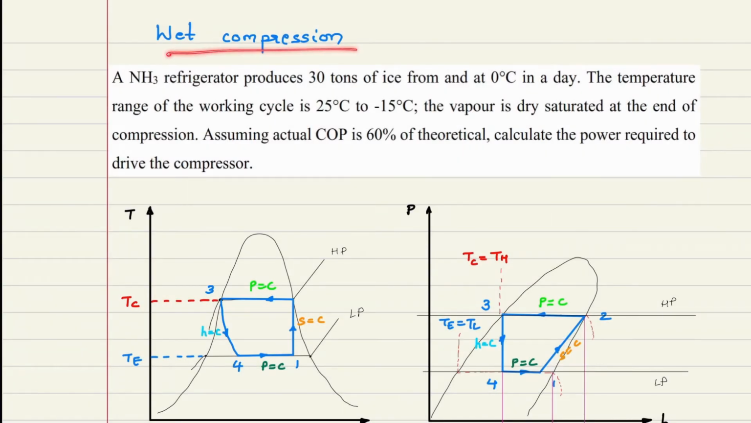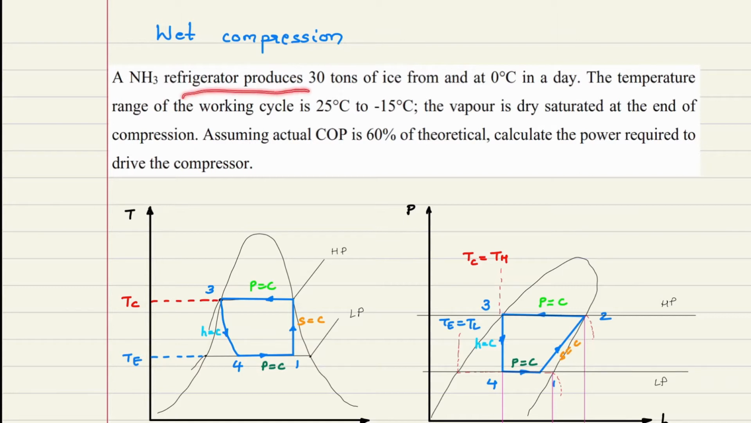This numerical is wet compression. Now what is the meaning of wet compression? Point 1 is in the wet region and point 2 is on the saturated vapor curve. This is the meaning of wet compression. So basically this is wet, dry saturated compression. Okay, so I'll read the question.